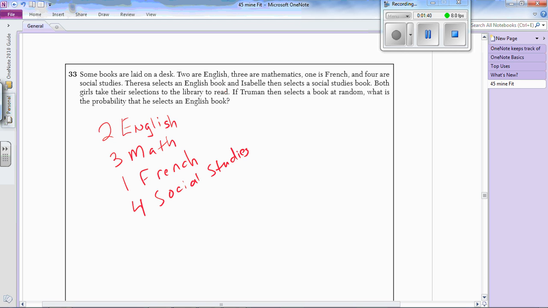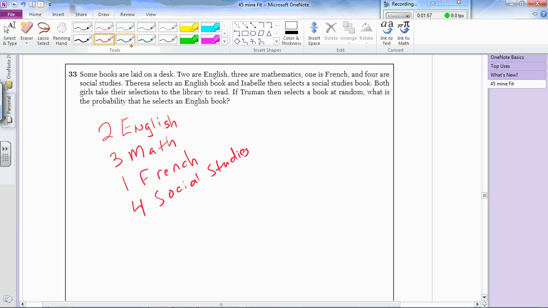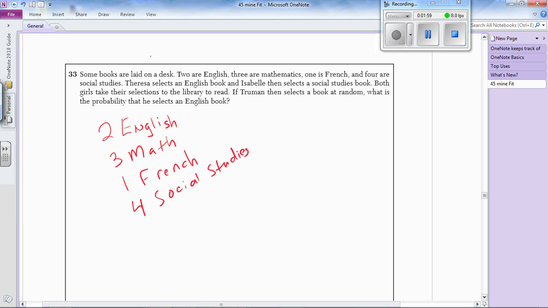Teresa selects an English book, and then Isabella selects a social studies book. Both girls take their selections to the library to read. If Truman then selects a book at random, what is the probability he selects an English book? Oh my God, are you kidding me? This question is an easy question. Let's take our green, because the other ones are ugly.